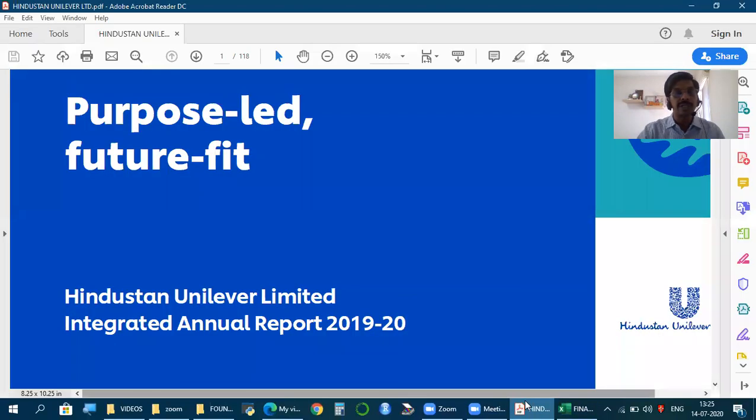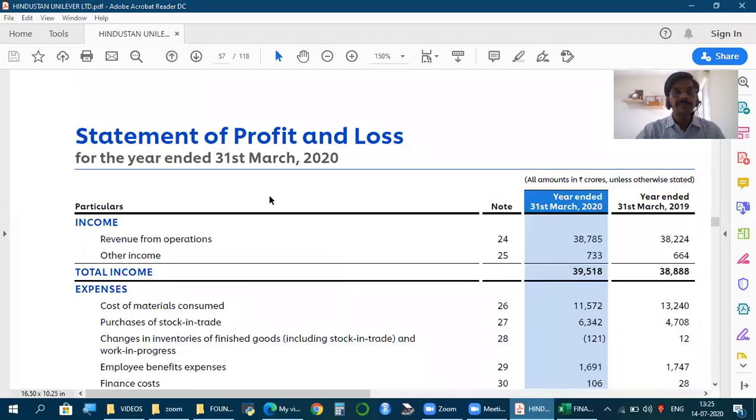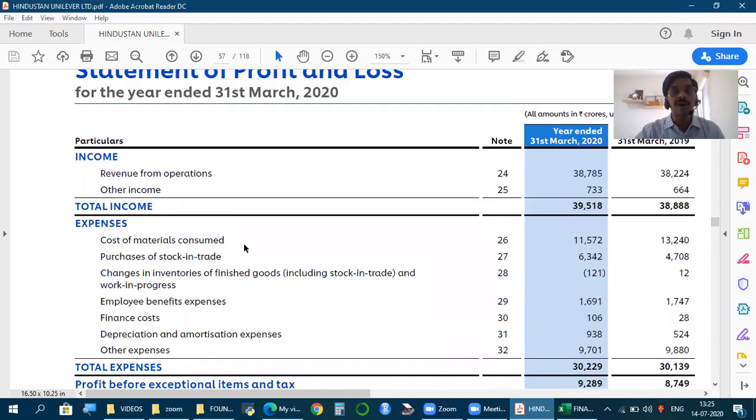Friends, what I'm now showing is the latest annual report of Hindustan Unilever Limited, 1920. And what I'm displaying is the statement of profit and loss. And what you find in annual report is in accordance with Companies Act or Ind AS. And this is the format. We will not go for discussion on how to prepare. This is how it appears.